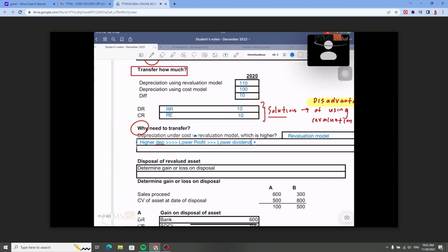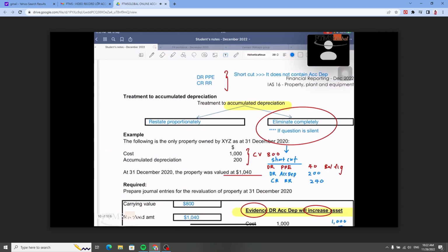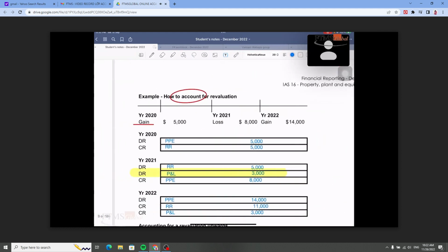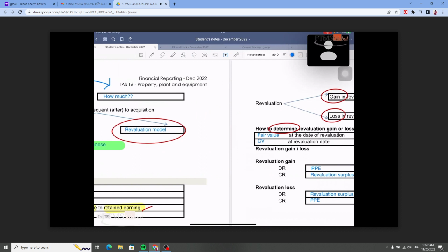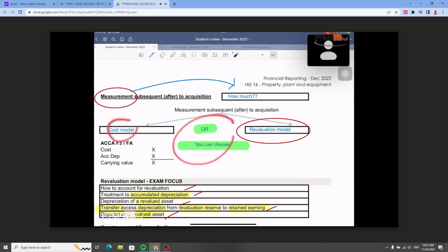Remember, I told you at the start, you have a choice. You can choose whether you want to use a cost model or a revaluation model. If I use the revaluation model, I get lower dividend. Then what for I choose this? So quite important. If you have lower dividend, you know what's the implication. You can't pay your shareholder dividend. Then your shareholder will not be happy with you. If they are not happy with you, then you can't be the director anymore. Can see? All right.